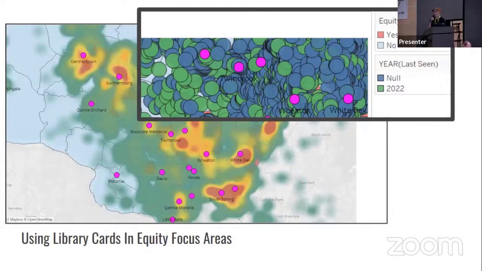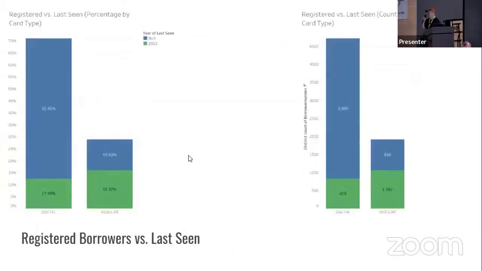Okay, so this is all cool. This may be useful to tell a story, but there's more. Right? So here we have our date registered, our last seen, but what if we looked at it by card type? So on the left, it's kind of hard to see. On the left, those are digital cards. On the right, those are regular library cards.